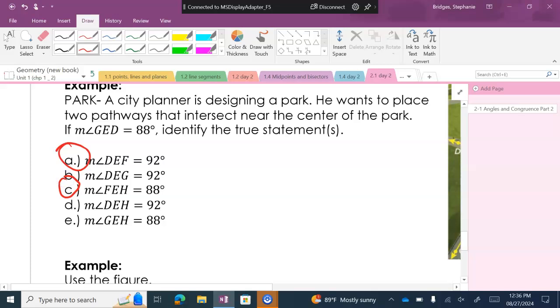Then D says the measure of angle DEH. DEH. That's all the way down. Is that 92 degrees? No. How much is that one? 180. And then it also says GEH. GEH. So this angle right down here is 88 degrees? No. So the only two we should have circled are A and C. Yes? All right.